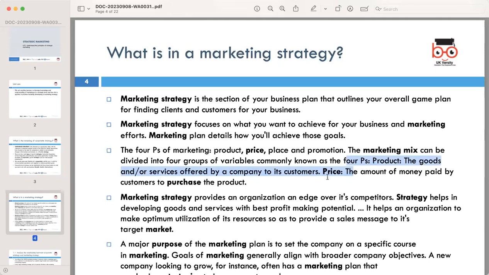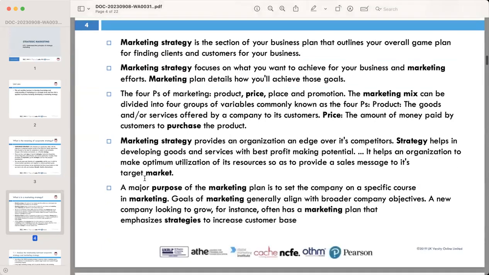So the first one is product, the goods and services offered by a company to its customers. Then price, the amount of money paid by customers to purchase the product. So the four P's: first one is product, then price, then place, then promotion. Product refers to the goods or services offered by the company to its customers. Price is the amount customers pay to purchase the product. Place is the distribution channel used to make the product available to customers. And finally, promotion refers to strategies for advertising and promoting the product to the target audience.